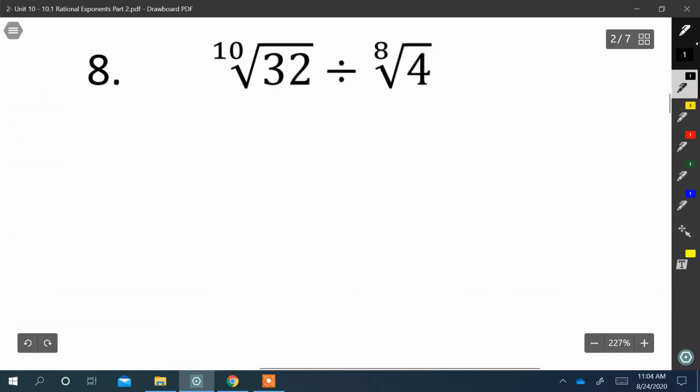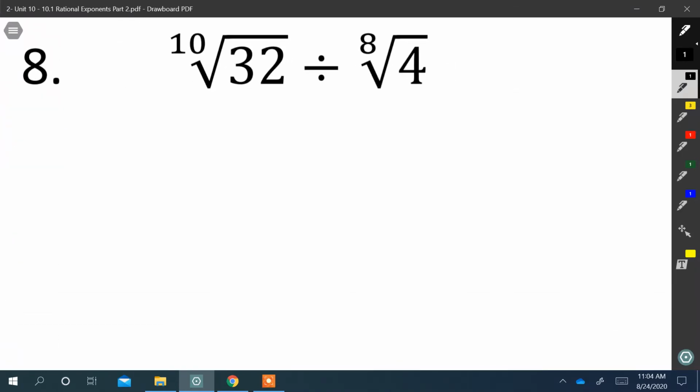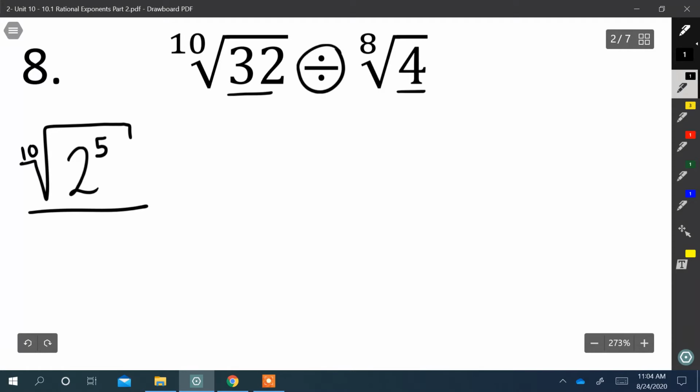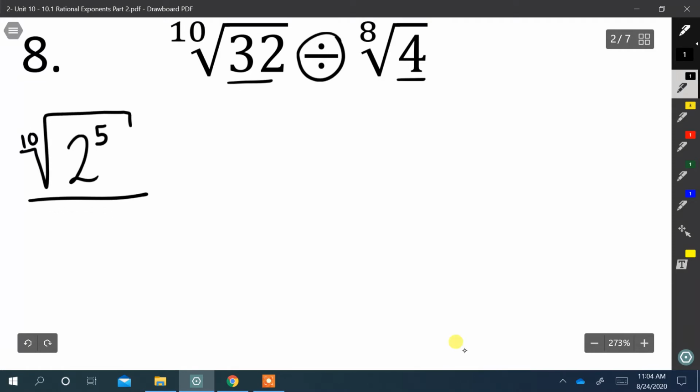Let's go ahead and move on to the next one here. We have division here. So we have a 32 and a 4. Let's see, we can rewrite that 32 as 2 to the 5th. And I'm going to actually rewrite this using fraction mode. We have division, but I'm going to write it as a fraction. And then we have 2 to the second, therefore 2 to the second.